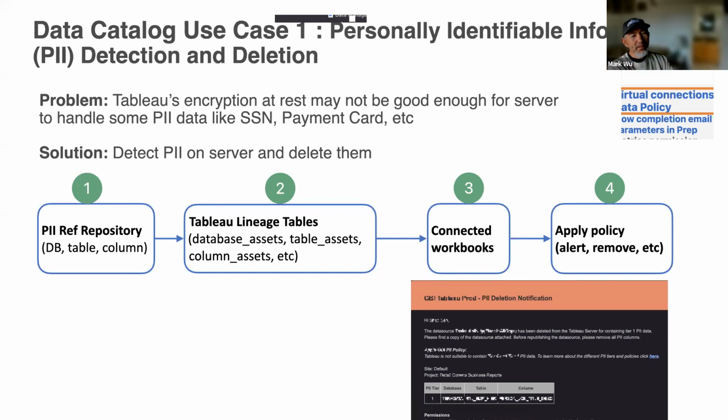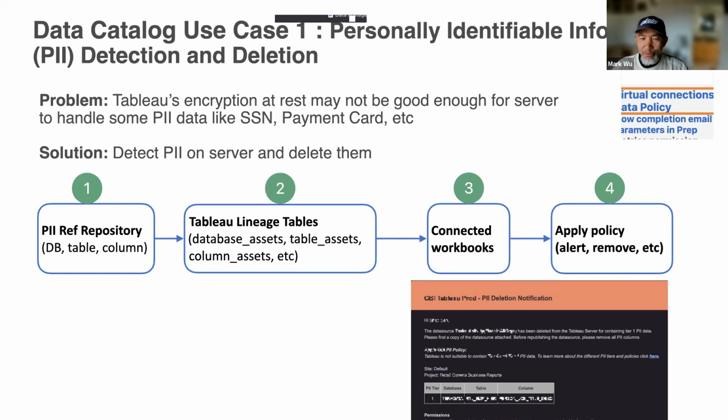I turn back to them: how do I identify this information? Well, they gave me a list of PII, which I call the reference repository. It is a database table. It lists the company's database table and column names that hold those types of very sensitive PII data. They're saying, can you make sure that on the Tableau Server, no one is putting those data sets, these columns?